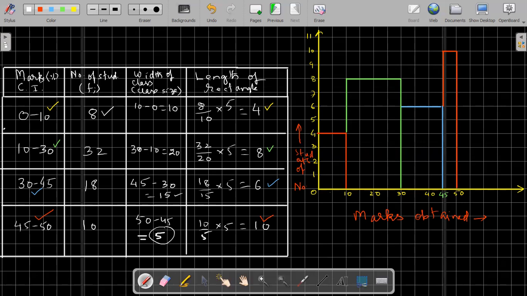This is 4, this is 8. Here you can write 8, here 6, here 10, but it is not necessary. So this represents the histogram. Here again we have used the adjusted frequency, and this is the extra question.